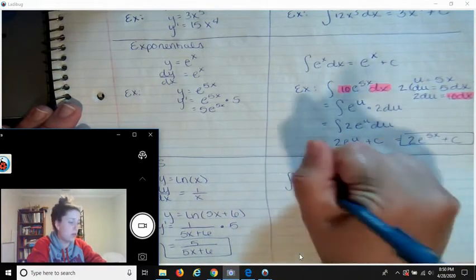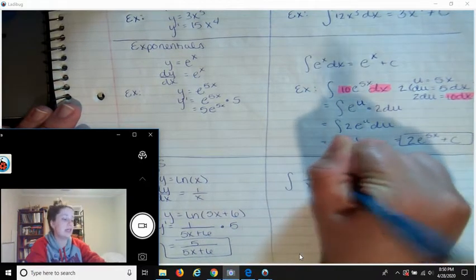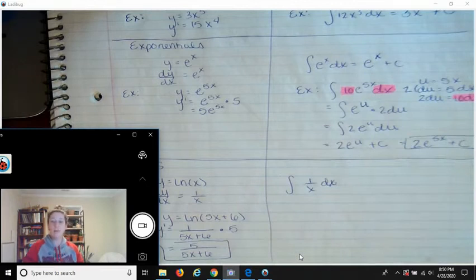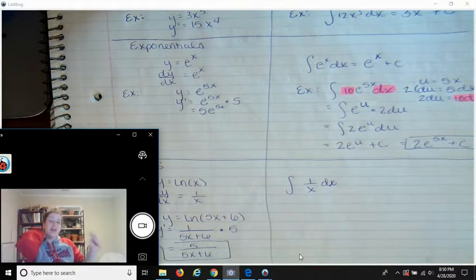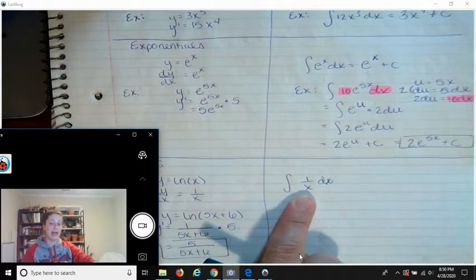If I'm integrating 1 over x, this is the tricky thing, okay? So if you messed up, you would look at this and say, oh, I could rewrite that as x to the negative first power. But when I have x to the negative first power and I add 1, negative 1 plus 1 is 0. That is your cue to say something's wrong. I can't just have x to the 0 power, okay? X to the 0 power is 1. And if I took the derivative of that, I don't end up with 1 over x, okay?